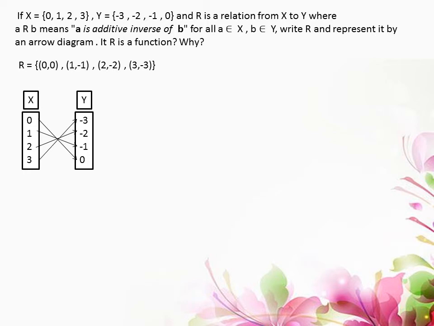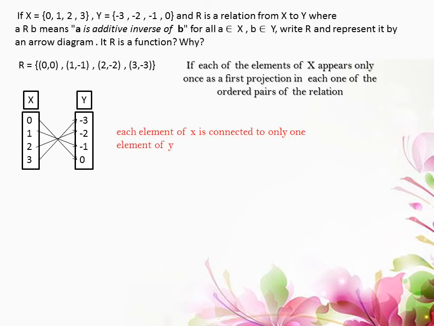Now, is R a function? Let's see. Our condition is each element in x should appear only once as a first projection. The elements of x, 0, 1, 2, 3, appear in R: 0, 1, 2, 3. All the elements appear only once as a first projection. So R is a function.